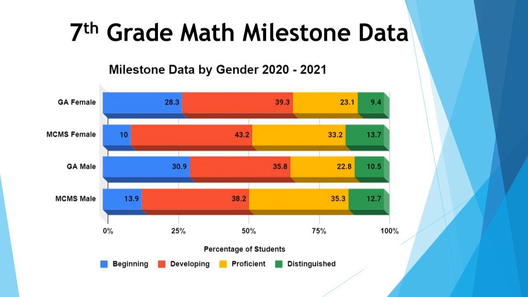At the developing level, females at MCMS are at 43.2%, and the state is only at 39.3%. MCMS has a much greater value of students at the proficient level than the state. The males at MCMS hold a 35.3% compared to the state at 22.8%. Both MCMS and the state are steady between 9 and 14% distinguished, with MCMS having a slightly higher edge on the state overall.